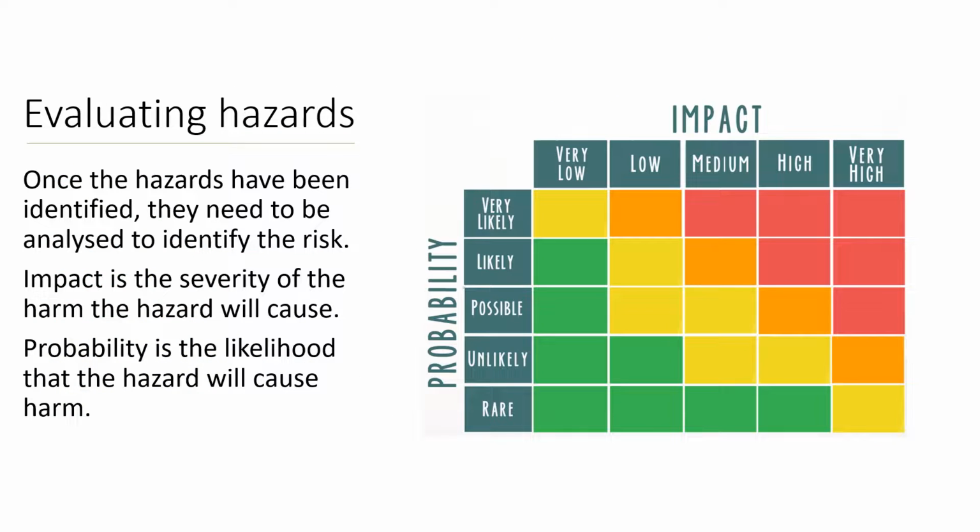Evaluating hazards. Once the hazards have been identified, they need to be analyzed to identify the risk. Impact is the severity of the harm the hazard will cause. Probability is the likelihood that the hazard will cause harm.